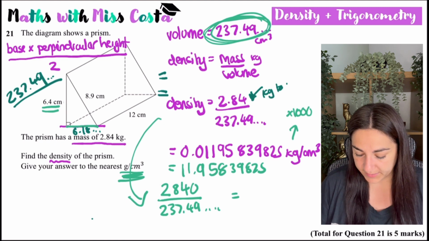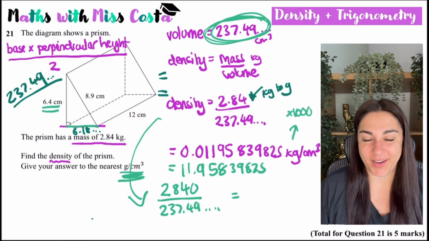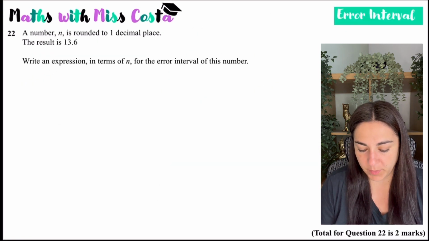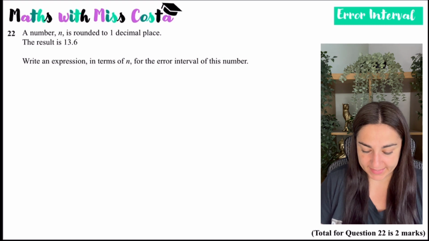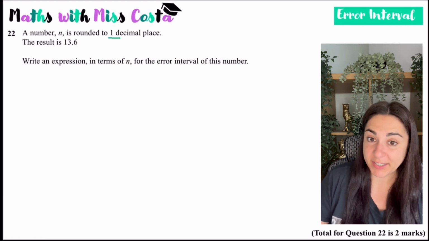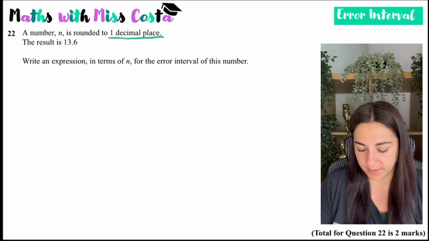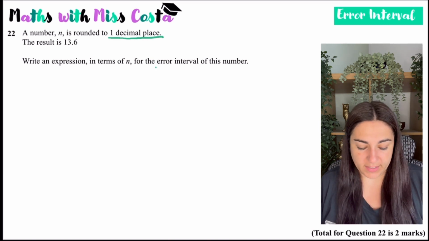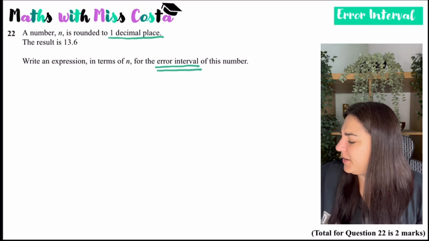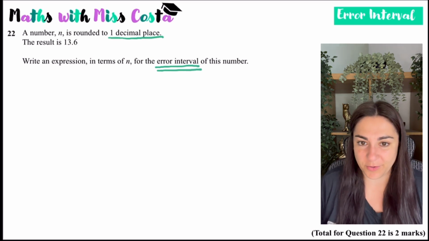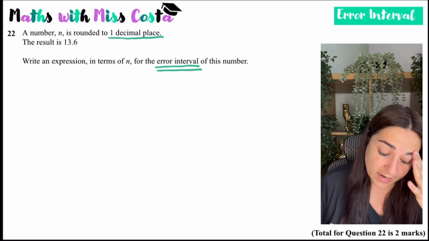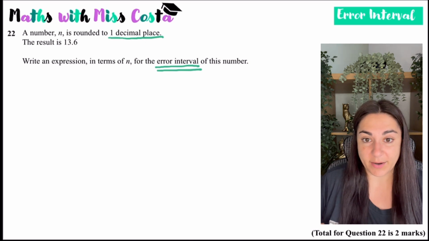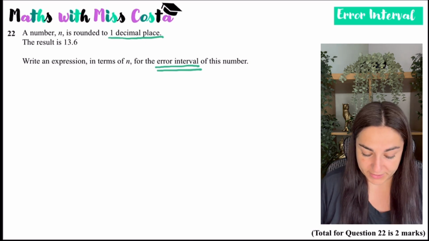Either turn the kilograms to grams here, or at the end. In this question, I'm told that a number n is rounded to one decimal place, and the result is 13.6. And I need to write an expression in terms of n for the error interval of this number. So it's a lot of words, but if you ever see this thing, error interval, you can disregard it, because sometimes people just tell me what you want me to do. Just tell me to write an error interval, and the words confuse people. Anyway, you see error interval, they tell you what it's rounded to. That's the information that you need to extract from the question.